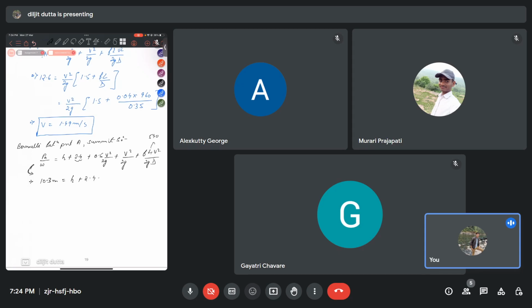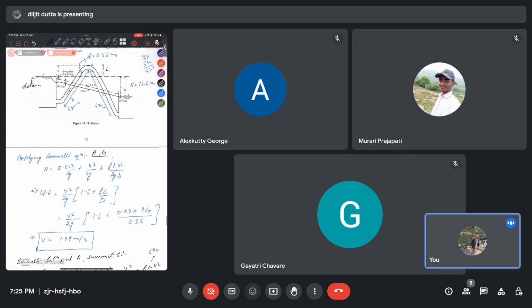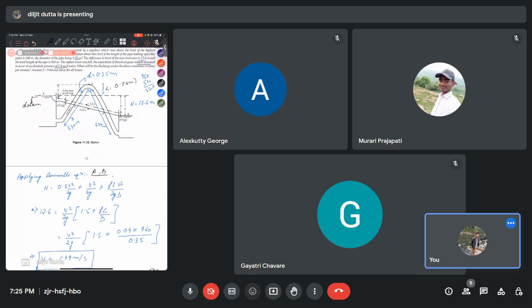Then the absolute pressure is 2.4 plus, if we take V square, 1.49 whole square by 2 into 9.81, times 0.5 plus 1.5 plus 0.04 into 540 divided by diameter 0.35. If we substitute, we will get small h equal to 0.75 meter. Okay, so the summit can rise to a maximum of 0.75 meter above the surface of A. That is the highest water level at A.